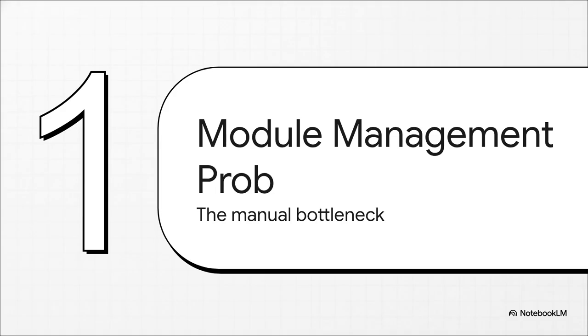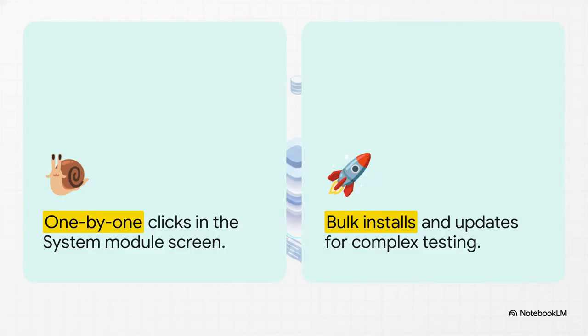Section 1. The module management problem. The manual bottleneck. So we are dealing with some serious friction here. In the old manual workflow, turning on the right combination of modules or just updating what changed overnight means grinding through the system module screen one painstaking click at a time. It's slow and it's highly error-prone. But contrast that with the new ModuleInstaller workflow. This thing rockets us straight into highly efficient bulk operations. It actually treats complex testing environments as a first-class workflow, rather than just some frustrating afterthought.